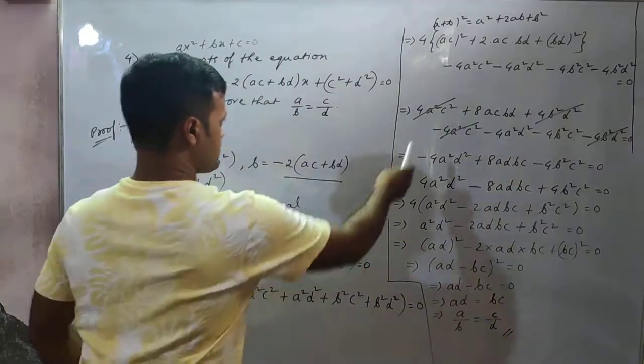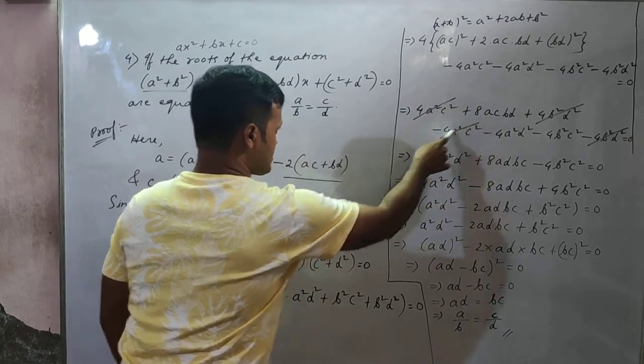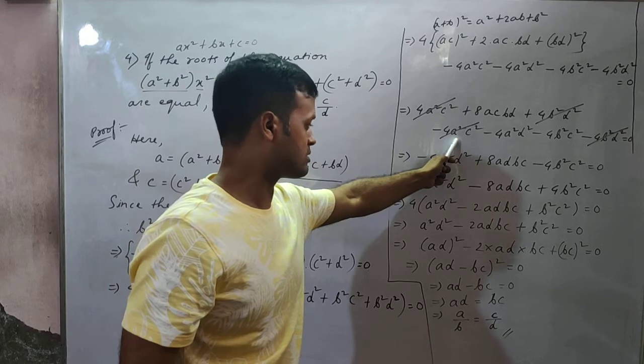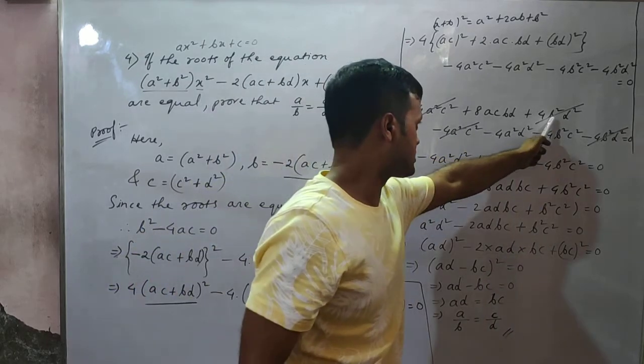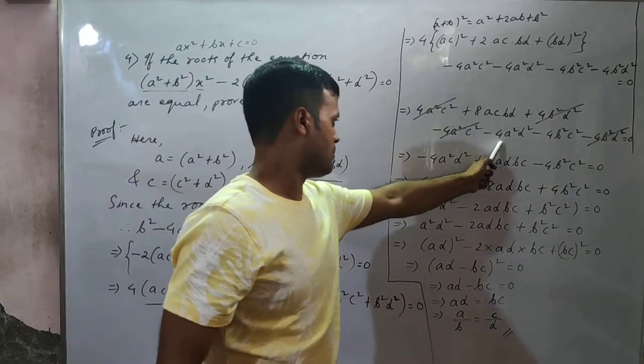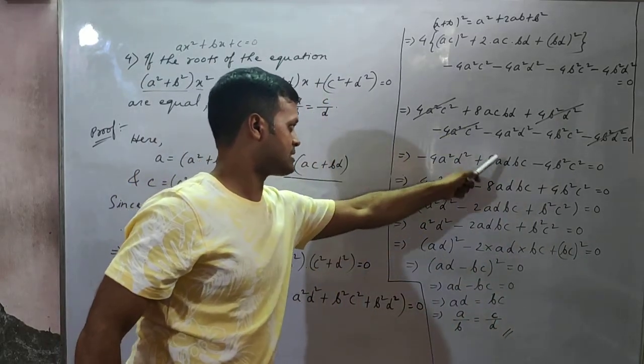After that, this 4 A square C square. See here, 4 A square C square is plus and 4 A square C square is minus. See very carefully. 4 A square C square plus and 4 A square C square minus. Both are cancelled. 4 B square D square plus and 4 B square D square minus cancel. So what will stay is minus 4 A square D square plus 8.